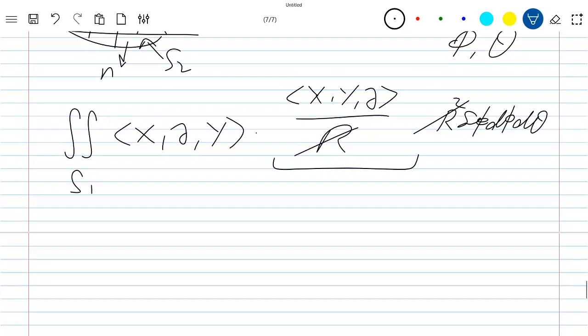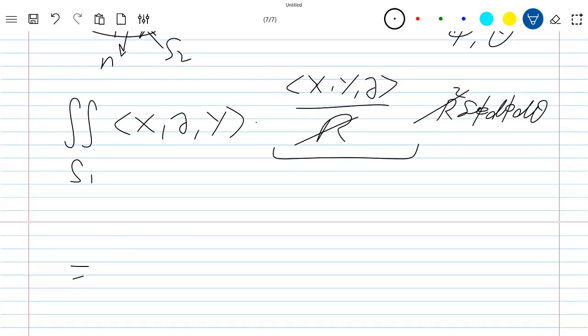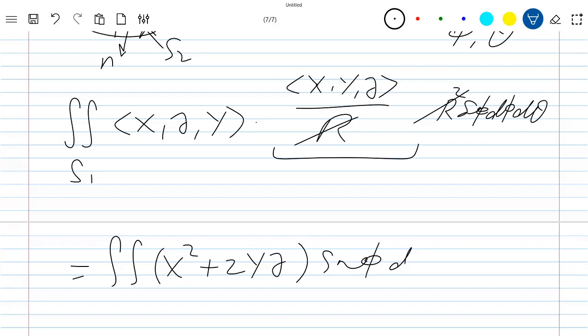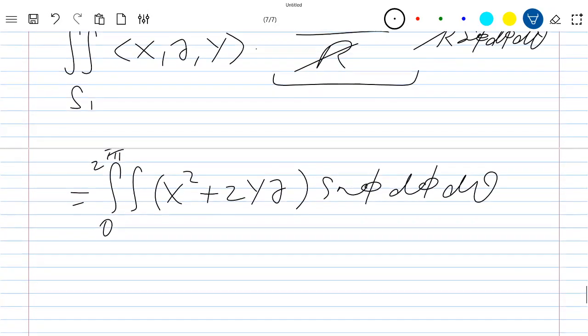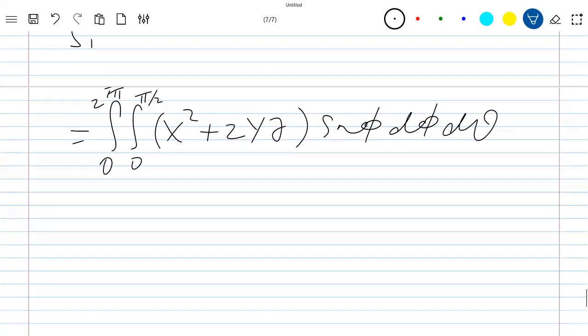So let's see, what do we get? We take the dot product. You get x squared plus yz and yz again, 2yz, and then sine phi d theta. And this is the upper half, so theta is 0 to 2 pi, and phi is 0 to pi over 2. Okay, how do we integrate?